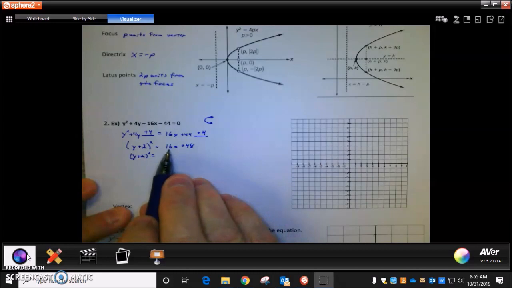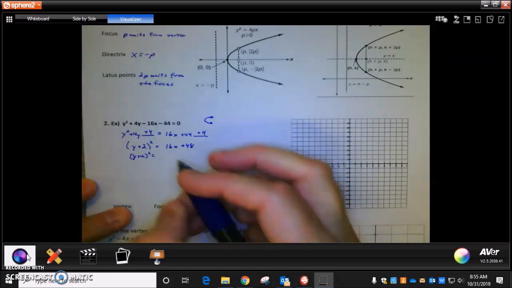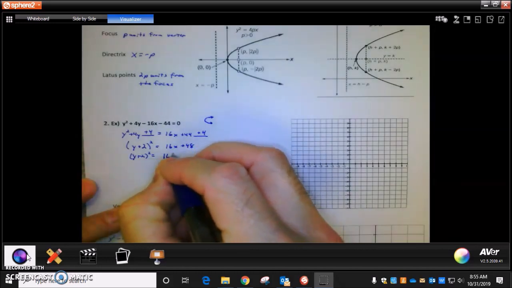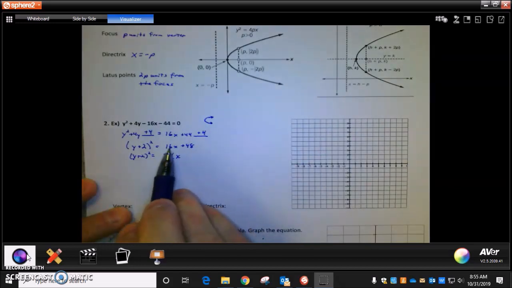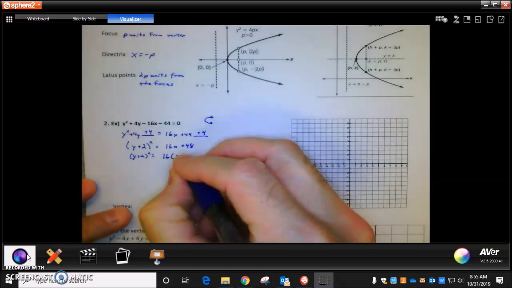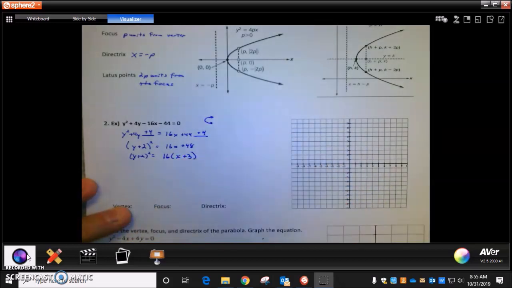And then over here, I need to factor this 16 away from the x. So we're going to factor the 16 out. That number needs to factor from both of these, and in this case it does. 16 goes into 48 3 times. Now we're in the right form.